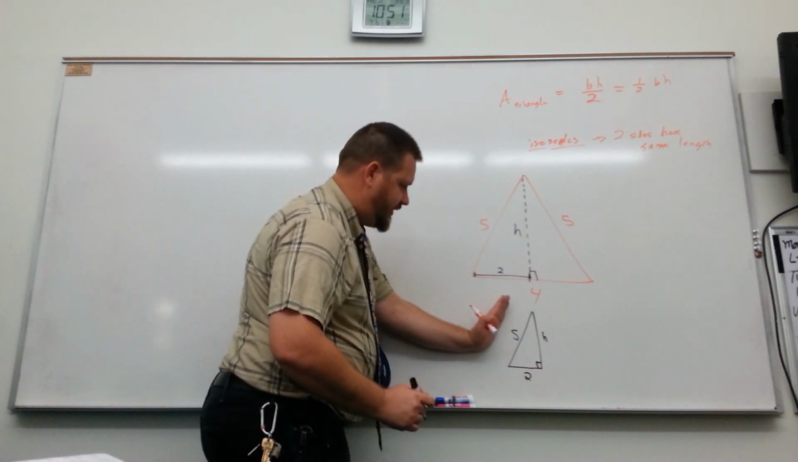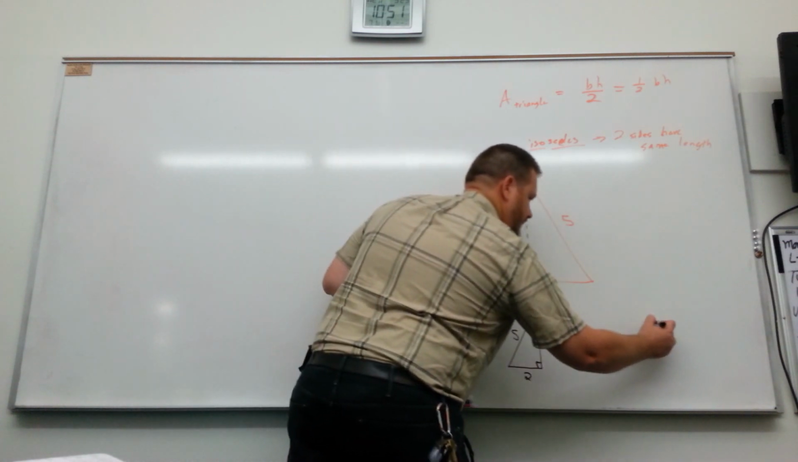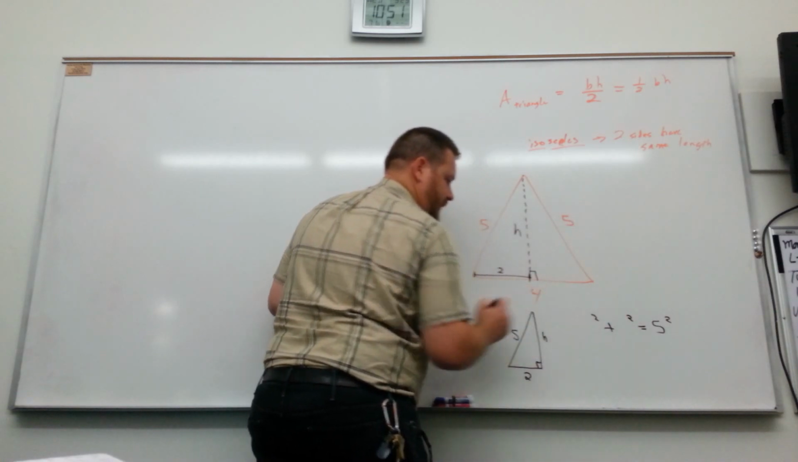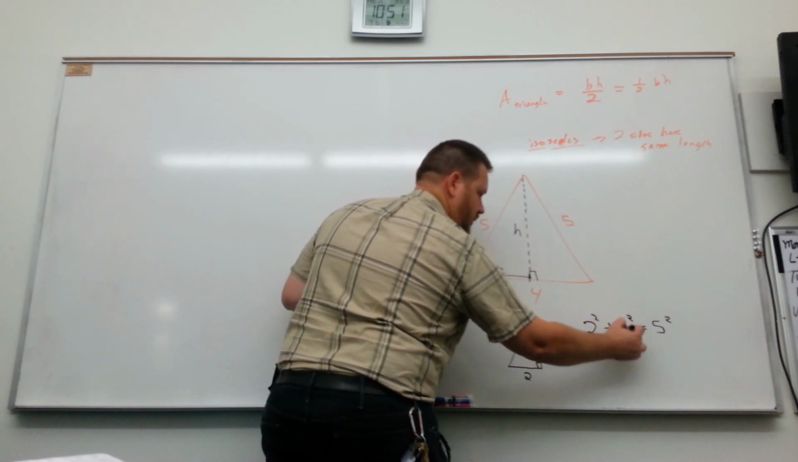Remember, the long side is the 5, so we've got the 5. Long side squared equals the sum of the squares of the other two sides, the other two sides being 2 and h.